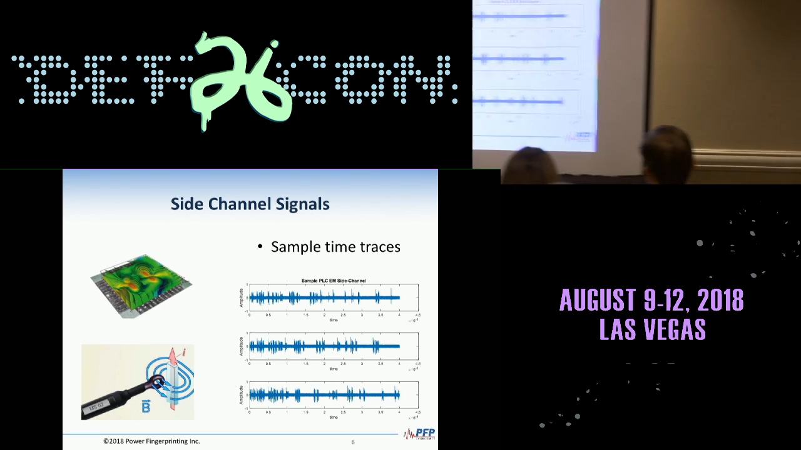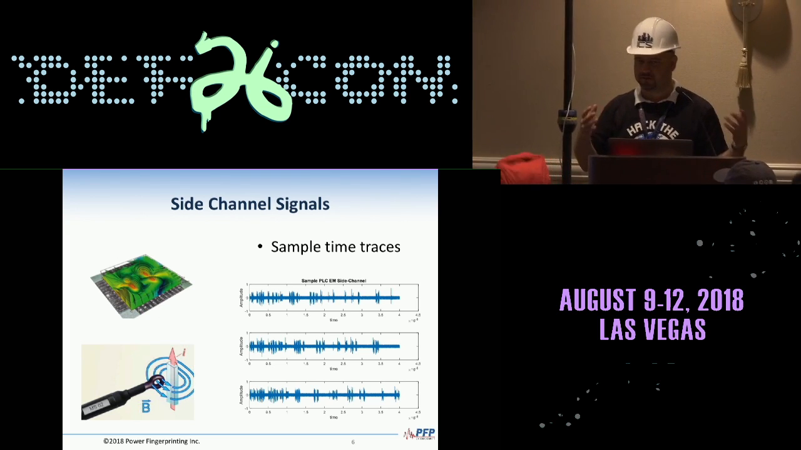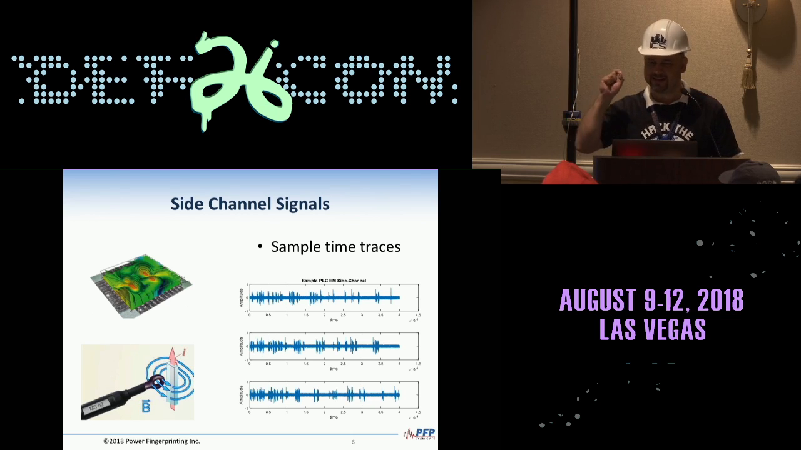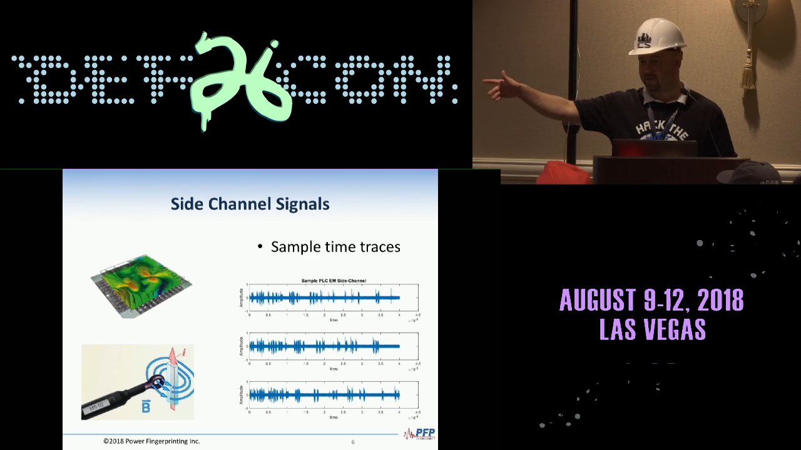One of the things when we tell people that we look at side channels, usually PFP stands for power fingerprinting. We often look at the power consumption of devices. People often think, let me see the level of power in my cell phone, like the battery indicator. That's not what we look at. We look at tiny, tiny patterns. This is what they look like. That's one of the traces from a PLC, actually.